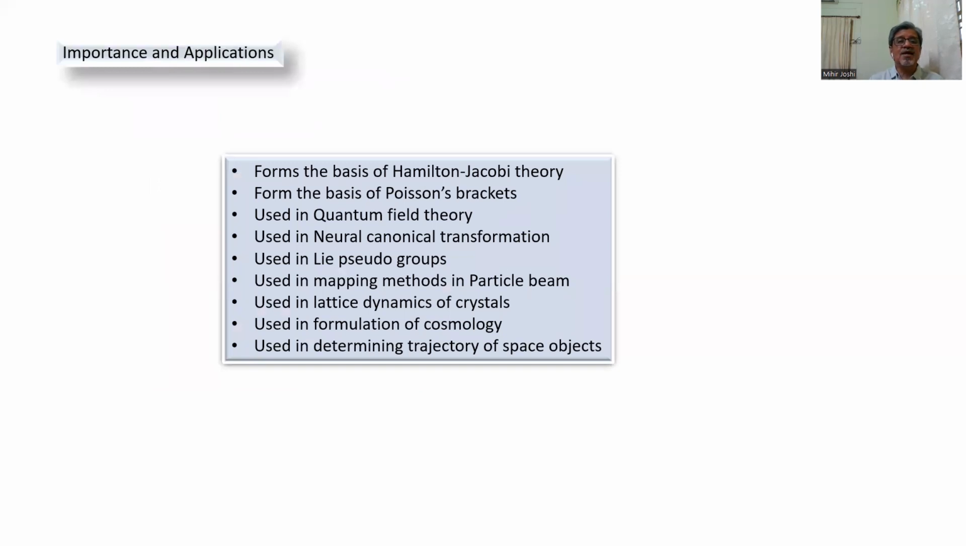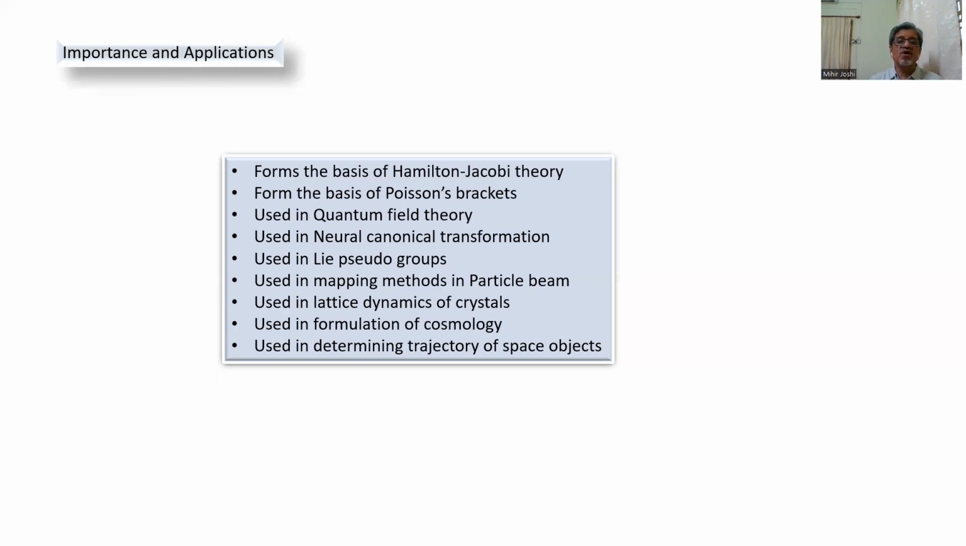Now we come to the last part, that is the importance and applications of canonical transformations. Here I have summarized some very important applications of canonical transformation. This forms the basis of Hamilton-Jacobi theory. This is a very important theory in classical mechanics. It forms the basis of Poisson brackets, which is again very important in classical mechanics.